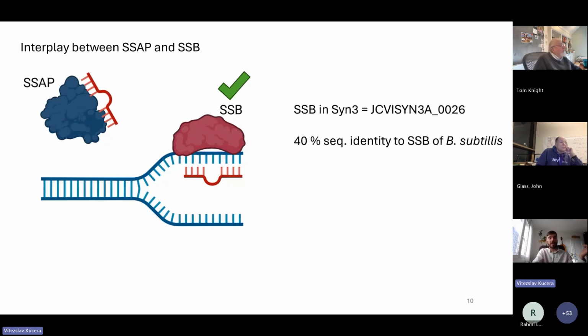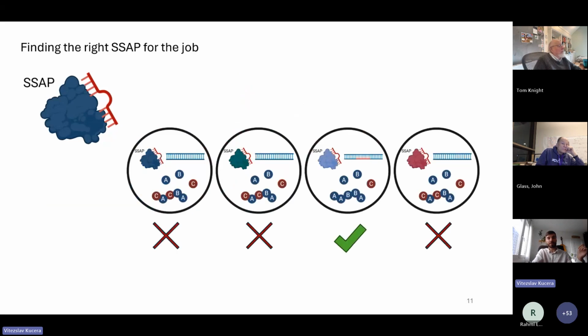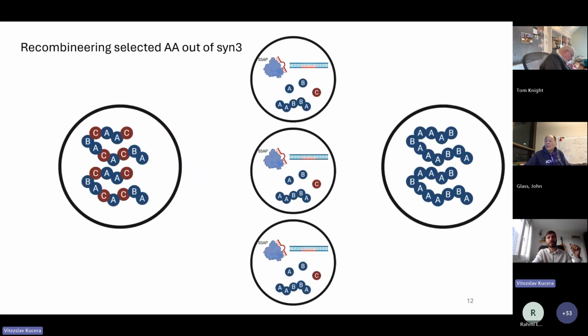So if we can find a single-strand annealing protein that will work well with the single-strand binding protein of SYN3, this should, in theory, allow us to edit the genome of SYN3 directly inside the cell, not relying on the ex vivo genome engineering that can be done now. So for that, we will be screening a lot of SSAPs for their activity inside SYN3, and hopefully, if we find some that are active, we can proceed with that further.